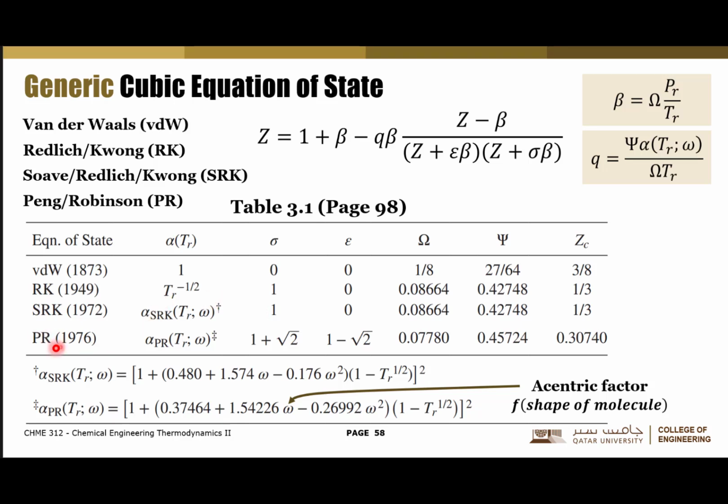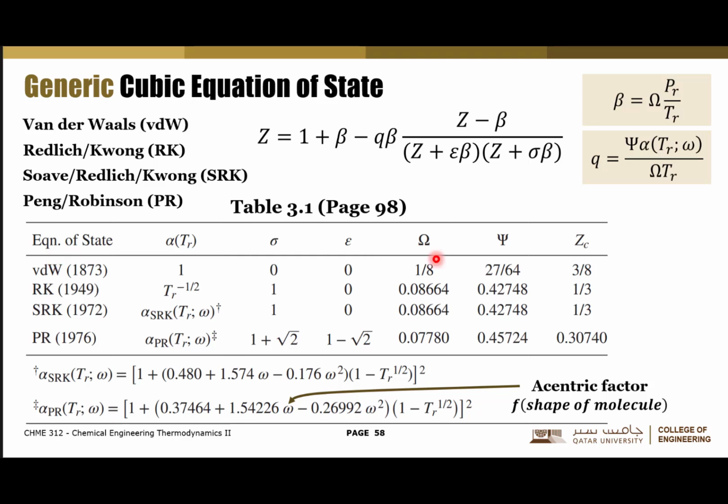And then the Peng-Robinson, PR, another function. This is the function for alpha. So alpha PR equals 1 plus so on, so on. Then we have sigma, right here. For van der Waals, it's 0. For RK, it's 1. For SRK, it's 1. For PR, it's 1 plus square root of 2. Again, you don't memorize these, you just take them from the table. Next thing, epsilon. They're all 0 except for PR, 1 minus square root of 2.